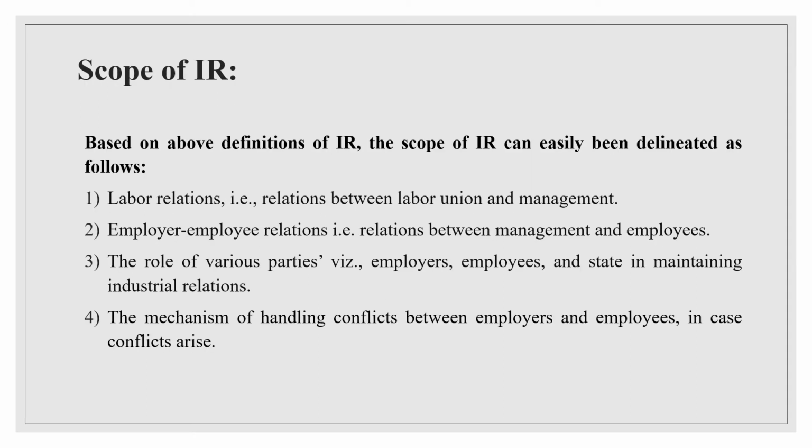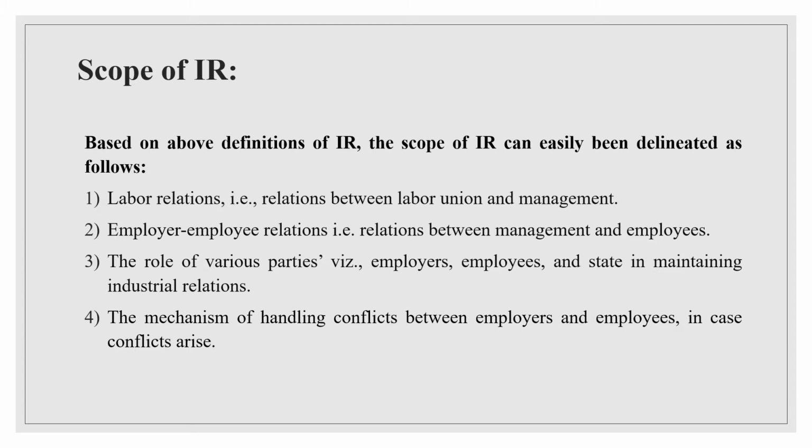Now let's talk about the scope of IR. What exactly does the scope mean? The first one is labor relations. The first priority of IR is having a smooth relationship between the labor and the management, or you can say between the trade union and the management, because the trade union is basically for the laborers. So labor and management, or trade union and management, both are the same.